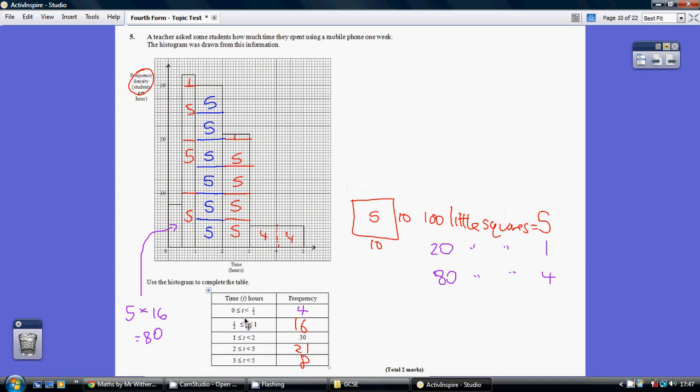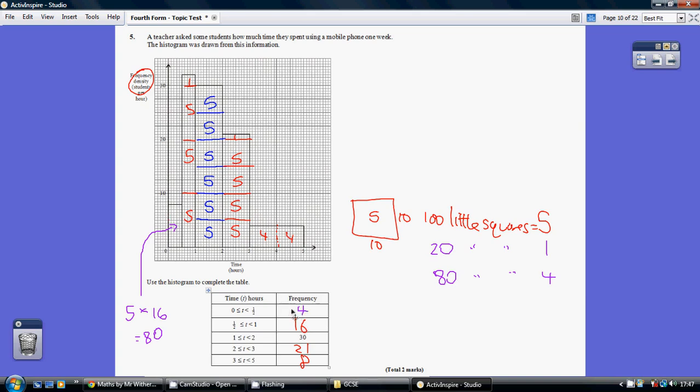So how many students have we got between here and here? Well, counting the little squares, it's 5 by 16, which is 80 little squares. Well, remember, 100 little squares was 5 people. Dividing by 5, that means 20 little squares is 1 person. And so multiplying by 4, 80 little squares represents 4 people. So here we've got 80 little squares, so that's 4 people. So check you've got 4 there.